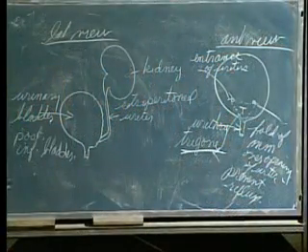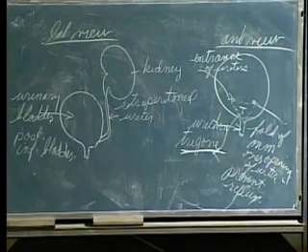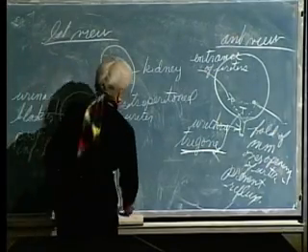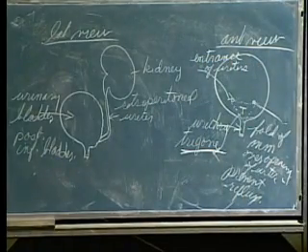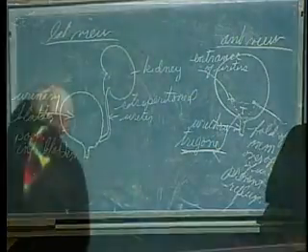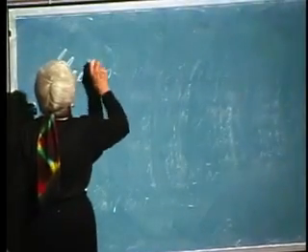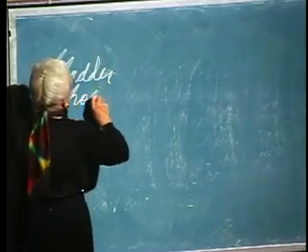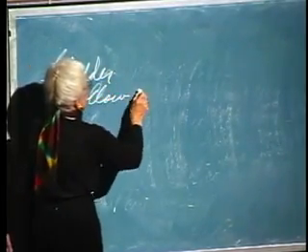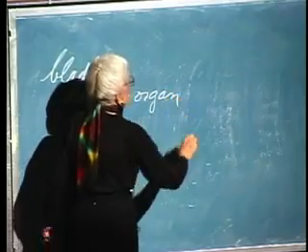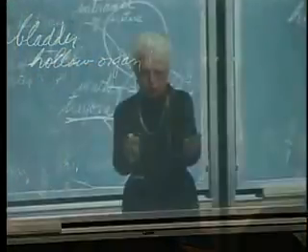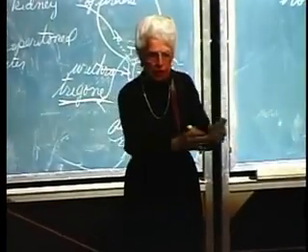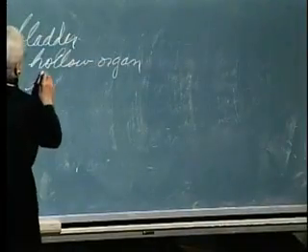Now, what can we say about the bladder? Well, it's a hollow organ. It's lined again with transitional epithelium because after you urinate, it shrinks. Epithelium has to be adaptable. So it has transitional epithelium.